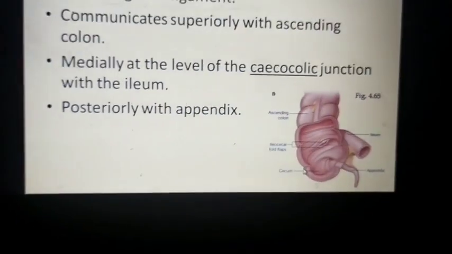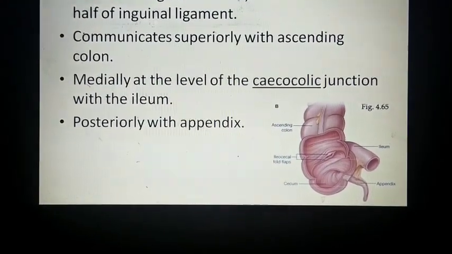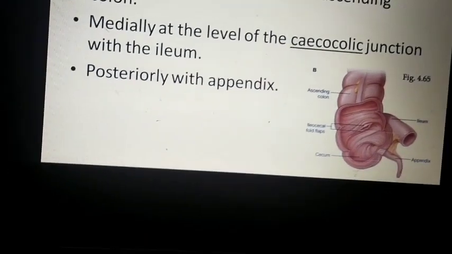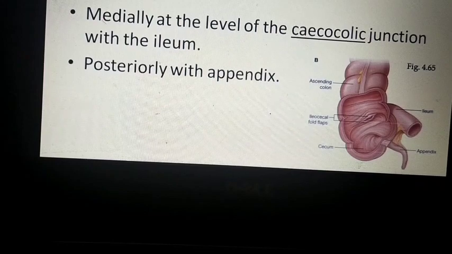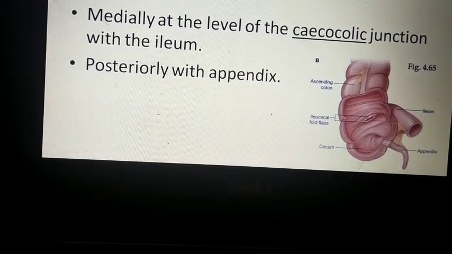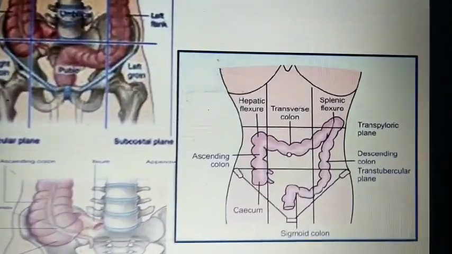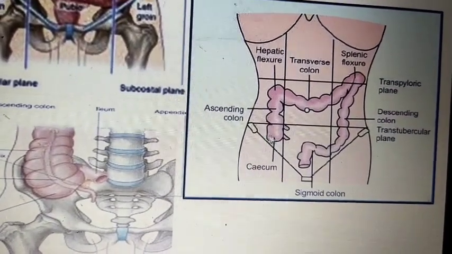Medially, at the level of the ileocecal junction, is the ileum. Posteriorly it has one opening, that is the appendix, and that opening has a valve, the valve of Gerlach. The appendix is mainly situated in the right lower quadrant, in the right iliac fossa.